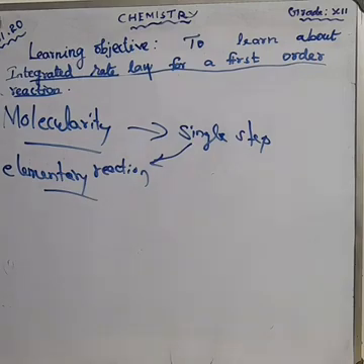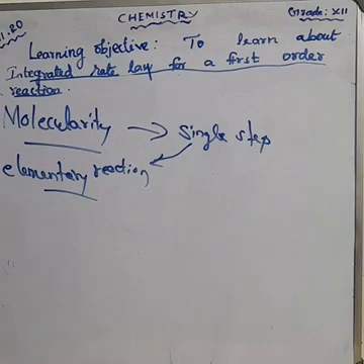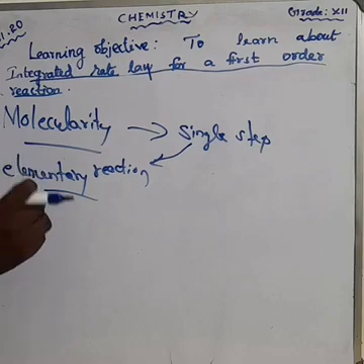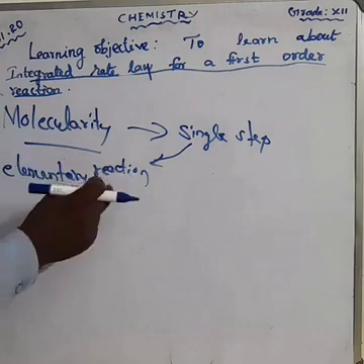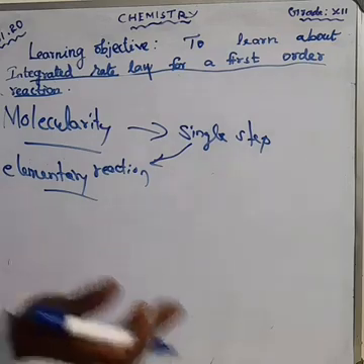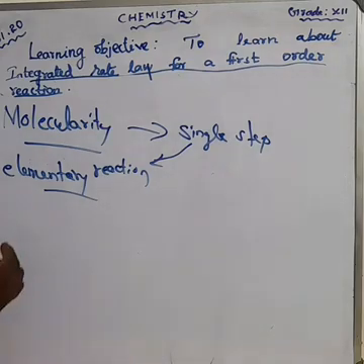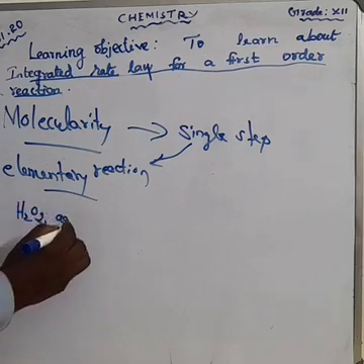The elementary step is characterized by its molecularity. How can you learn about the molecularity? The total number of reactant species involved in the elementary reaction is called the molecularity of the reaction. Let us see how we can write the elementary reaction, that means the decomposition of hydrogen peroxide. What is the formula for hydrogen peroxide? H2O2, in aqueous state.